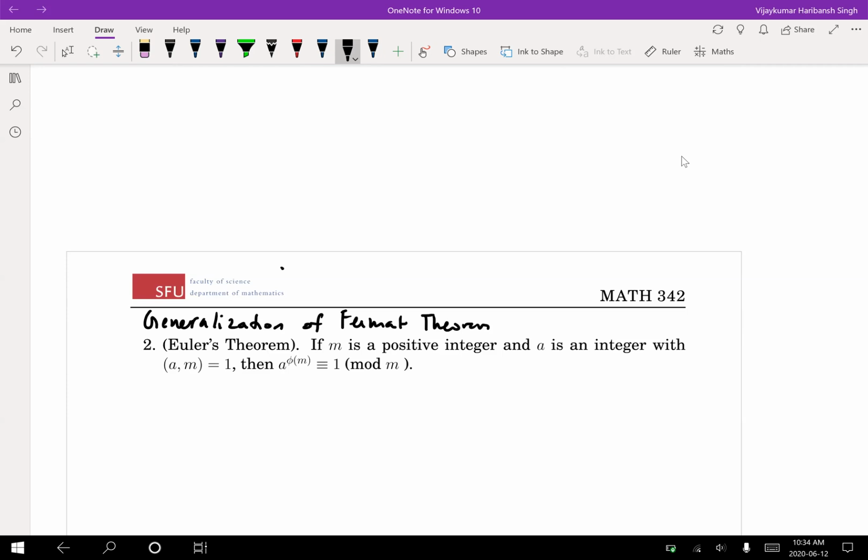So again, instead of prime, let m be a composite integer and a is an integer such that the GCD of a and m is 1. Then a to the power phi of m is congruent to 1 mod m. This is Euler's theorem.